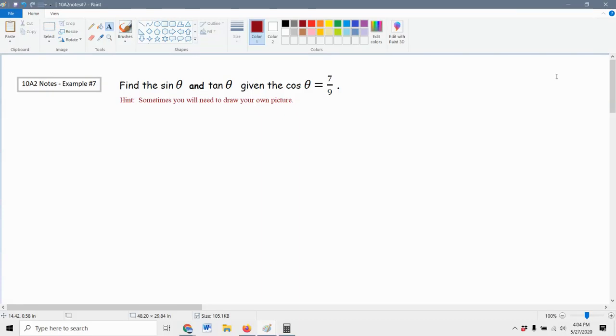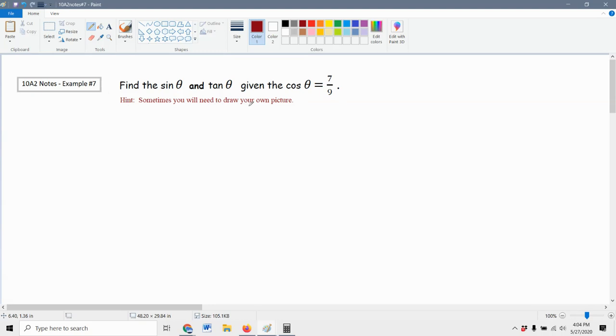Hi guys, this is the 10A part 2 notes, and we're doing example number 7. The problem asks us to find the sine of theta and the tan of theta, given the cosine of theta is 7 over 9. No triangle, but we do have a hint.